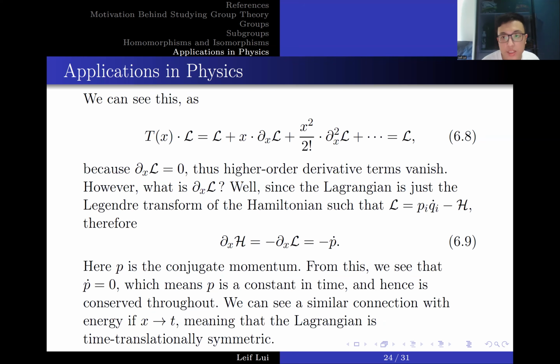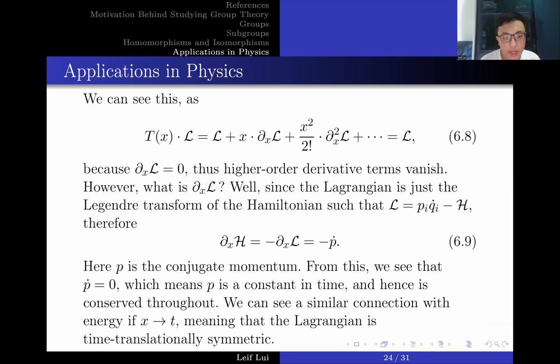However, what is partial x of L? Well, the Lagrangian is just the Legendre transform of the Hamiltonian, such that the Lagrangian is equal to the conjugate momentum times the coordinate minus the Hamiltonian. Therefore, the partial derivative of x with respect to H is equal to the negative partial derivative of x with respect to L, which is basically by Hamilton's equation. We know this is equal to this, and hence this must be equal to this. So the partial derivative of x with respect to L is simply the conjugate momentum.